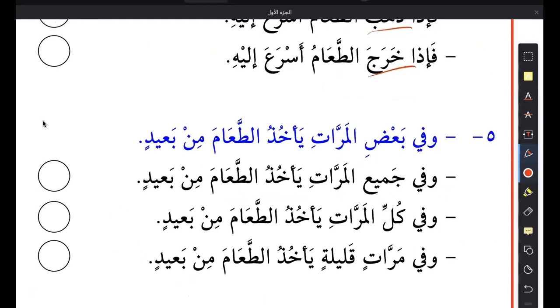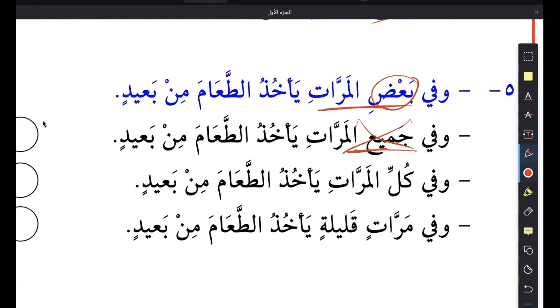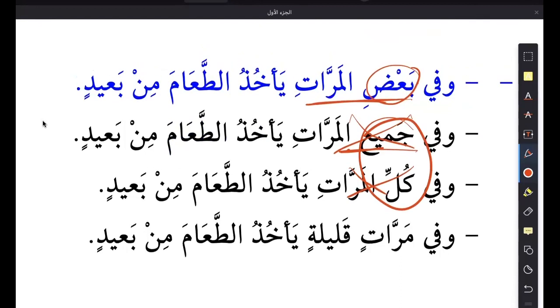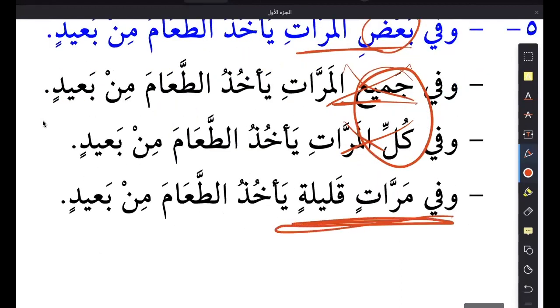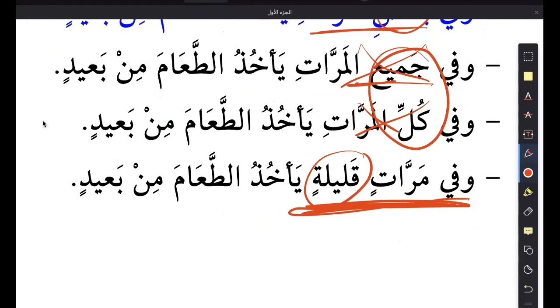And then the fifth one we have وفي بعض المرات يأخذ الطعام من بعيد. Okay, so I think he's trying to test you on what ba'd means. Does it mean جميع, like all the time? No, that's not what it means. Does it mean كل مرات, all of the time? جميع and كل, they are the same. So of course, from ba'd, we don't get the same meaning. Ba'd means sometimes. So the meaning that we get is this one: وفي مرة قليلة, in few times. Okay, قليلة means few. So few times يأخذ الطعام من بعيد.